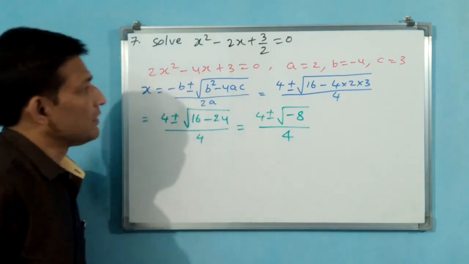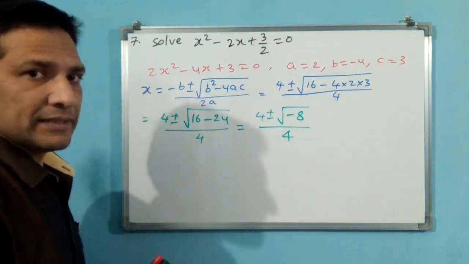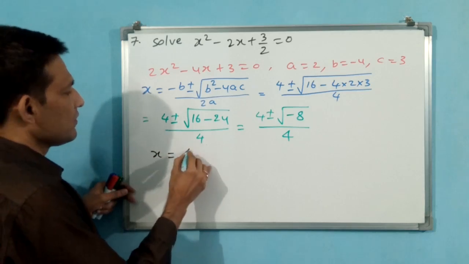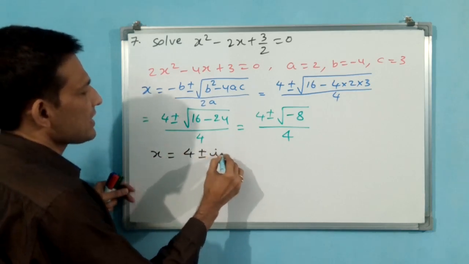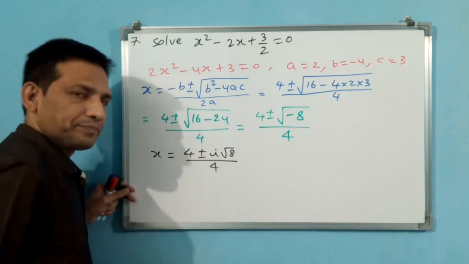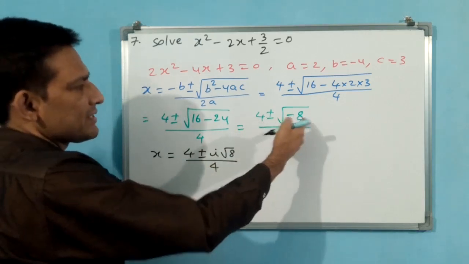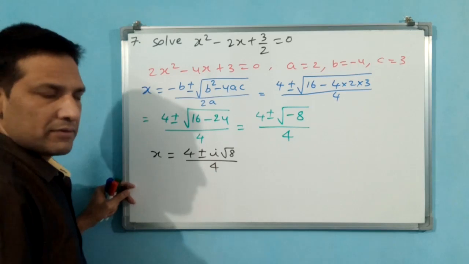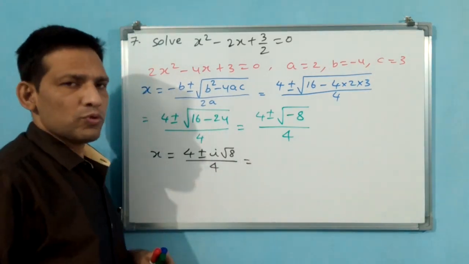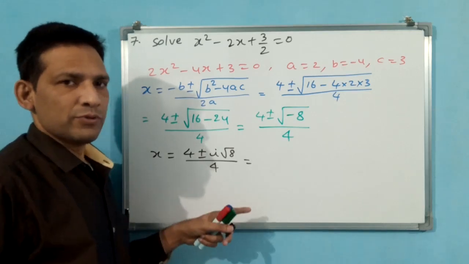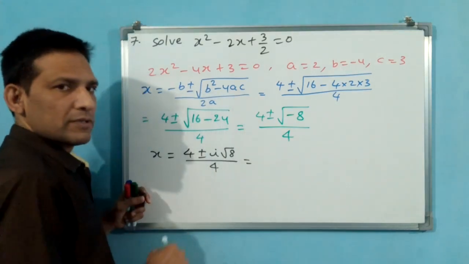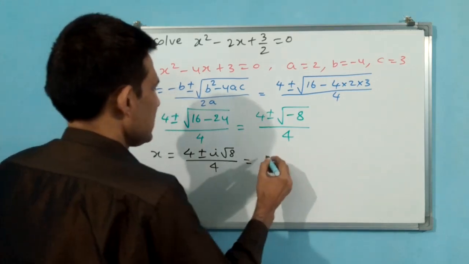Now how can you convert this? You can convert like this, you see. X is equal to 4 plus or minus i root 8 by 4, because minus 8 you can convert to i root 8. Now see, root 8 also you can write as 2 root 2. Why? Because 4 into 2, you take 2 out, root 4 means 2. Like this you can write.